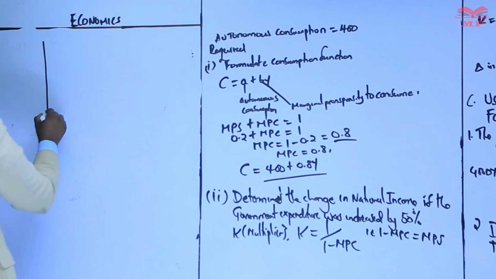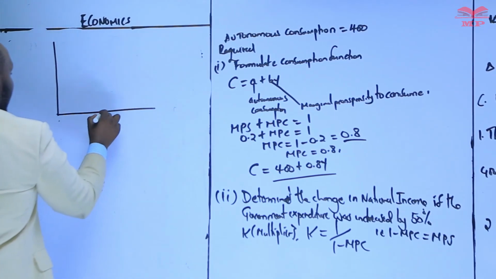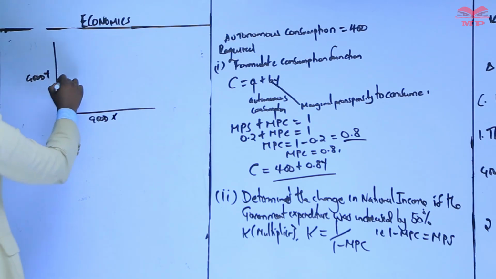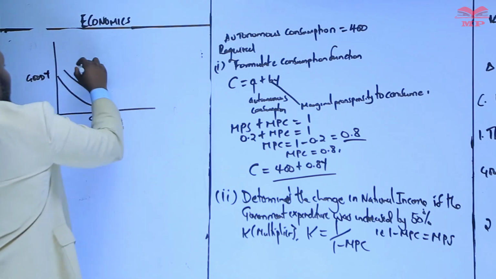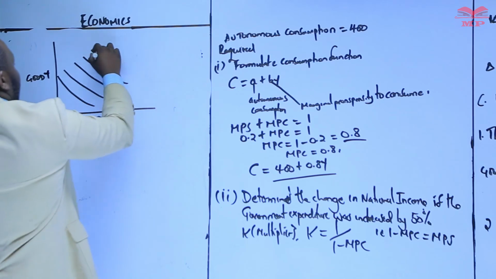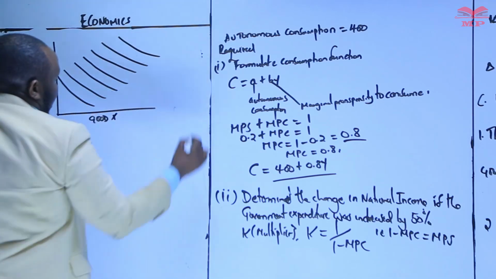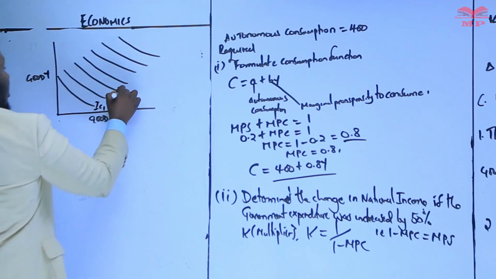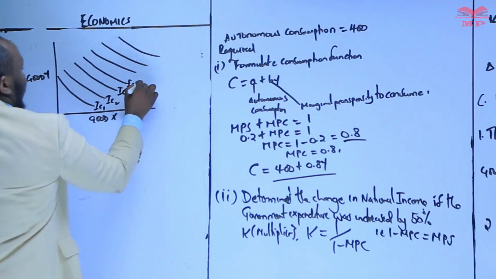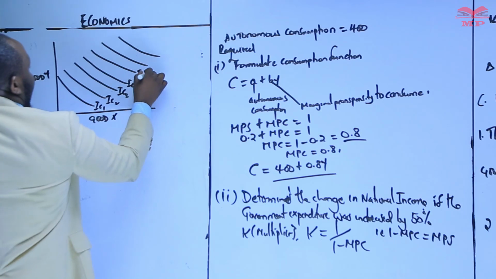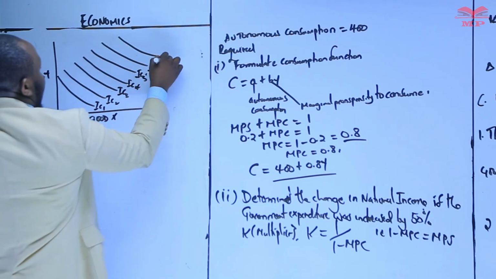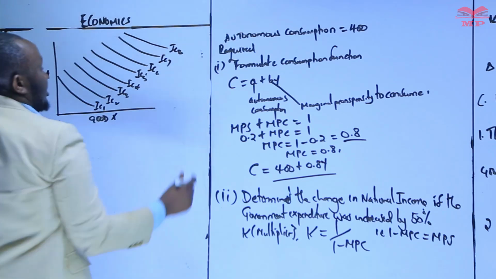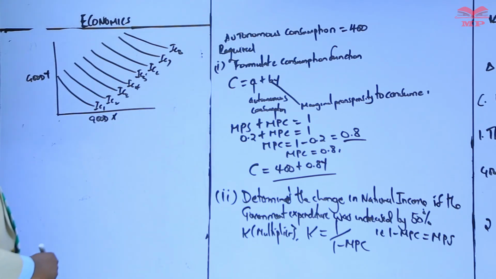So we have it here. This is good X, this is good Y. Indifference curves are basically everywhere. That is IC1, IC2, IC3, IC4, IC5, IC6, IC7. We can have IC8. So indifference curves are basically everywhere.